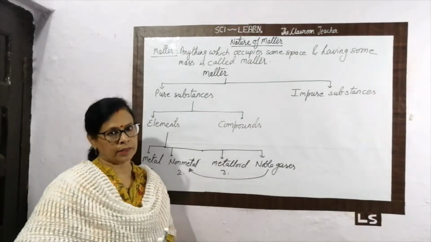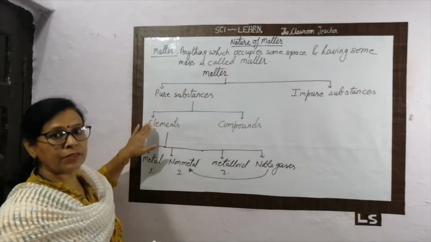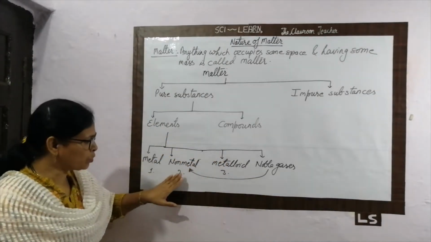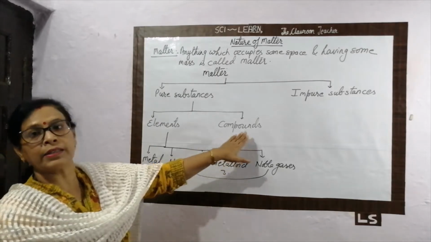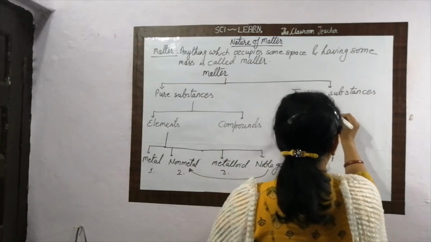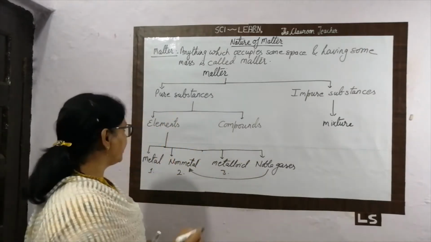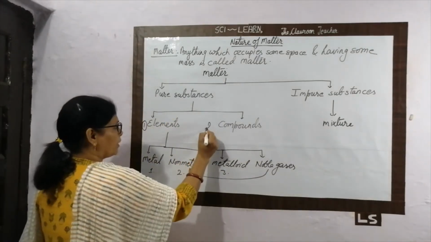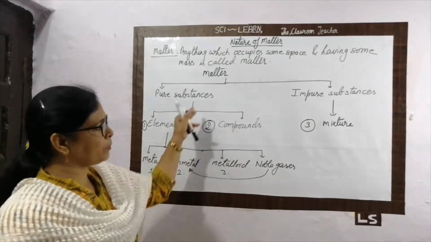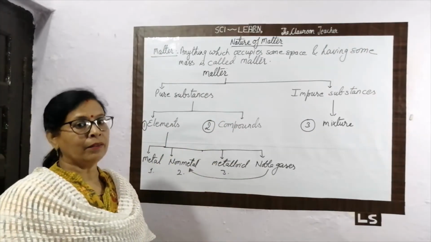What are we going to study in this lesson? We have to study the pure substance, which is classified into two parts: element and compound. Then the various types of elements, then the various types of compounds. Then the impure substance, which is also called a mixture. So we have to study three important components of matter: element, compound and mixture. When we complete this lesson, we must draw this diagram again, this outline of the brain map.